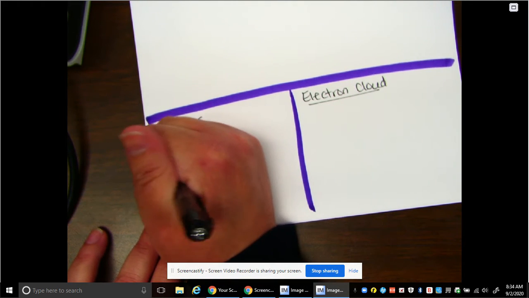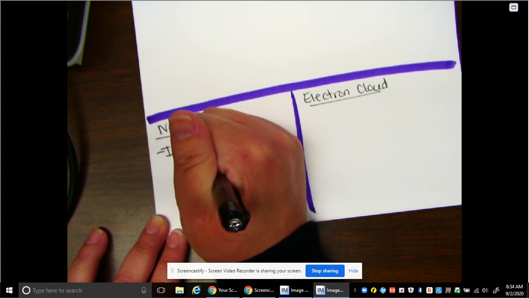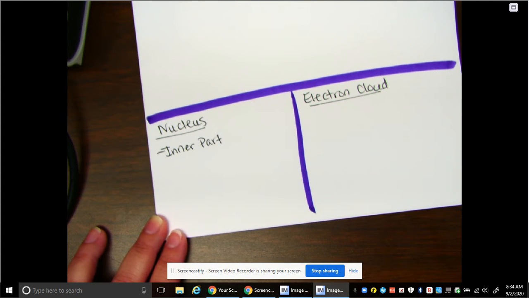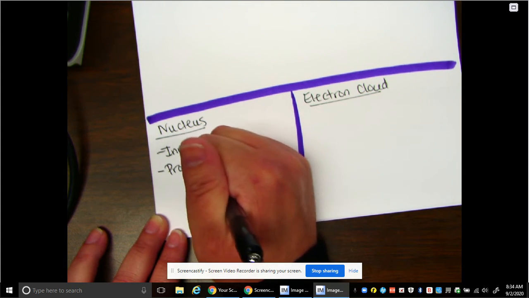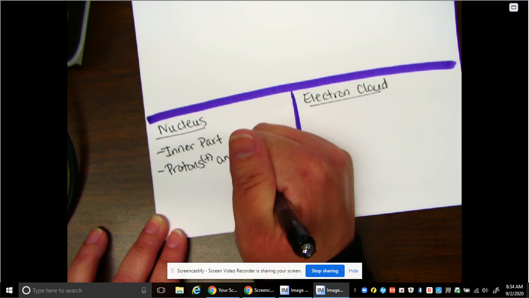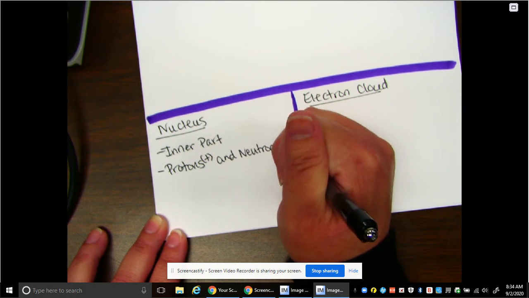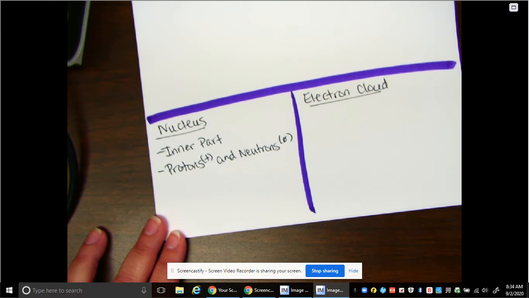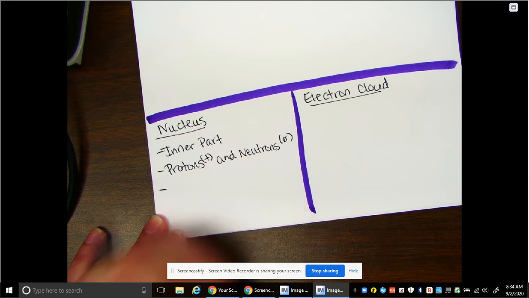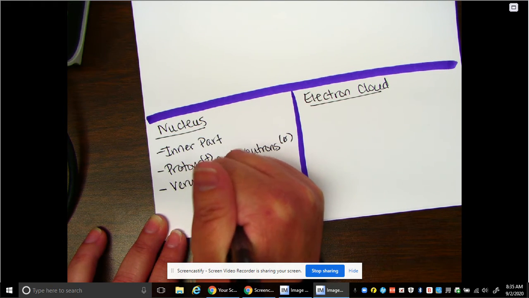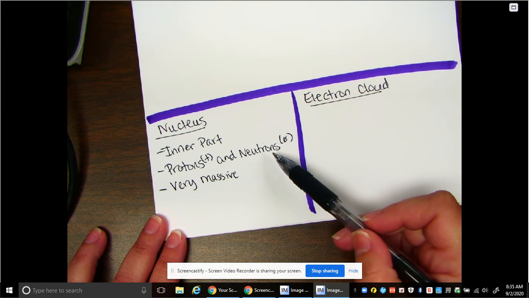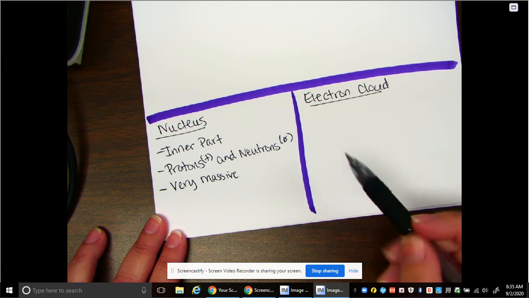The nucleus is the inner part of the atom. Okay. It includes protons, which are positive, and neutrons, which have no charge. Okay. Protons and neutrons. What we may not know about it is that it's very massive. Very massive. And that's on account of it having protons and neutrons in it. They add to the mass.